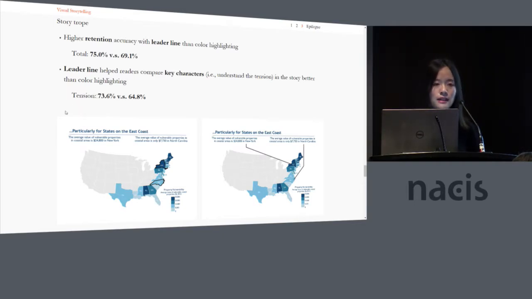And this finding shares some similarity with a study by Dr. Amy Griffin and Dr. Anthony Robinson in one of their studies about exploratory geovisualization in 2015, that the leader line has certain advantages when drawing people's attention to a certain part of the visualization.